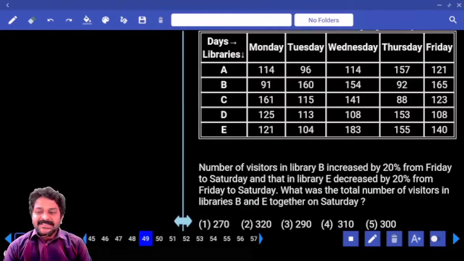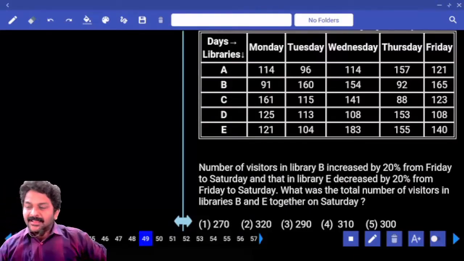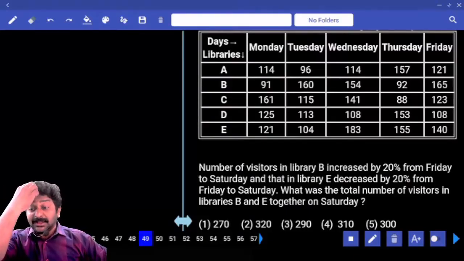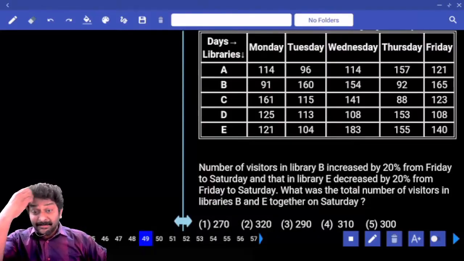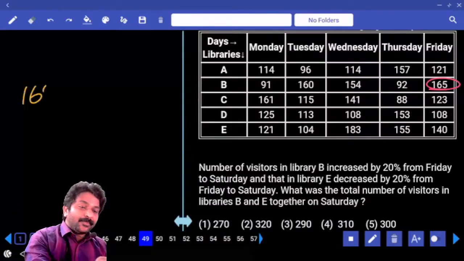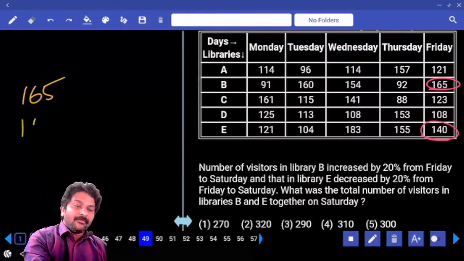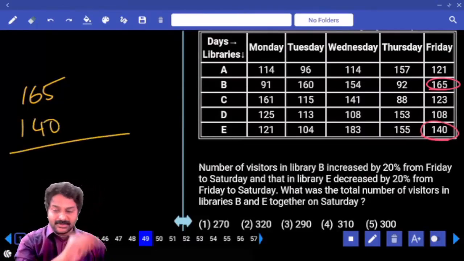కమాన్. నంబర్ ఆఫ్ విజిటర్స్ ఇన్ లైబ్రరీ బి ఇంక్రీజ్ బై 20% ఫ్రమ్ ఫ్రైడే టు సాటర్డే అండ్ దాట్ ఇన్ లైబ్రరీ ఈ డిక్రీజ్ బై 20% ఫ్రమ్ ఫ్రైడే టు సాటర్డే. వాట్ వాస్ ద టోటల్ నంబర్ ఆఫ్ విజిటర్స్ ఇన్ లైబ్రరీస్ బి అండ్ ఈ టుగెదర్ ఆన్ సాటర్డే? బి అండ్ ఈ. బి ఆన్ ఫ్రైడే, హౌ మచ్ యూ హ్యావ్? హౌ మెనీ పీపుల్ ఆర్ దేర్? 165. And E, how many are there? 140. Okay.